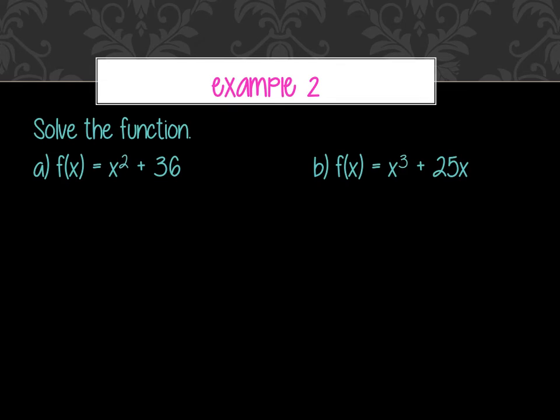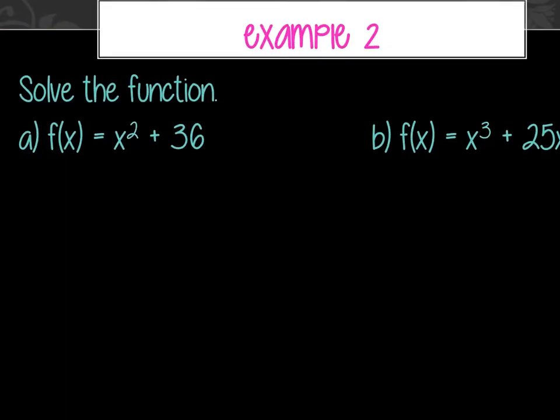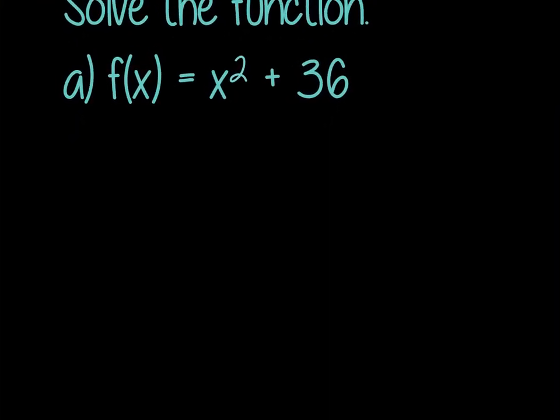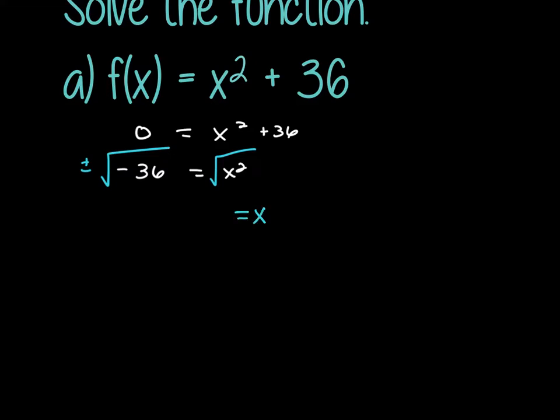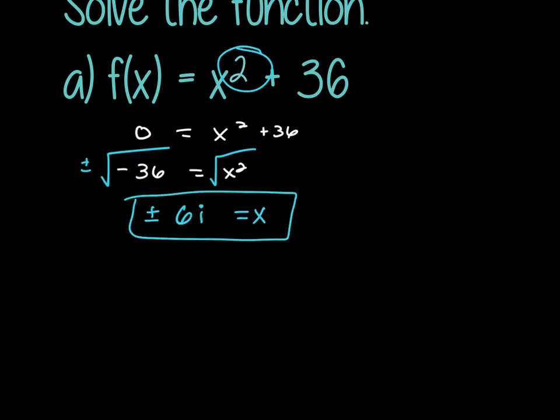Okay, solve the function. f of x equals x squared plus 36. Can I factor that? Can you? No, it's not the difference of 2 squares, right? So what are the other options if it's quadratic? I can use the even root property. I would say 0 equals x squared plus 36, subtract the 36, square root both sides, making sure I put a plus and minus in front of the square root of negative 36. And I get x equals plus and minus 6i. 2 roots, which matches the exponent, which is 2. I could have used the quadratic formula, but that's a heck of a lot of extra work. Way easier to use even root.